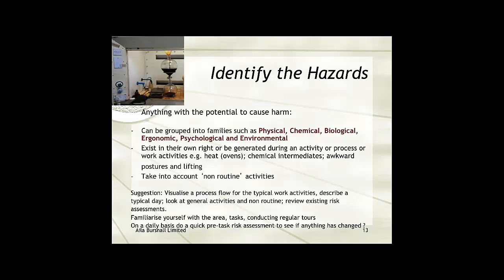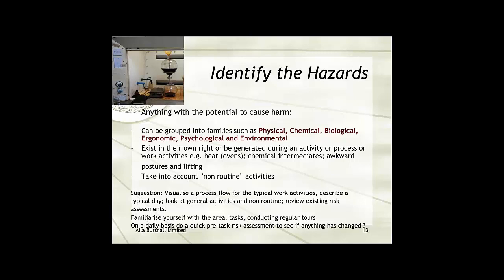Hazards can also exist in their own right or be generated during an activity or process. So there I'm thinking about things that are not there at the start, but are created by what you're doing. These are things such as heat from ovens, or even computer rooms, where you can become exposed to heat that could affect, for example, someone who is pregnant and unable to move around as much, and be overcome by temperature. I'm also thinking of confined spaces where you can't cool down the same, chemical intermediates generated during reactions and how to deal with those, and also things like awkward postures, lifting, carrying, things that normally you wouldn't even think about, but they may become an issue.